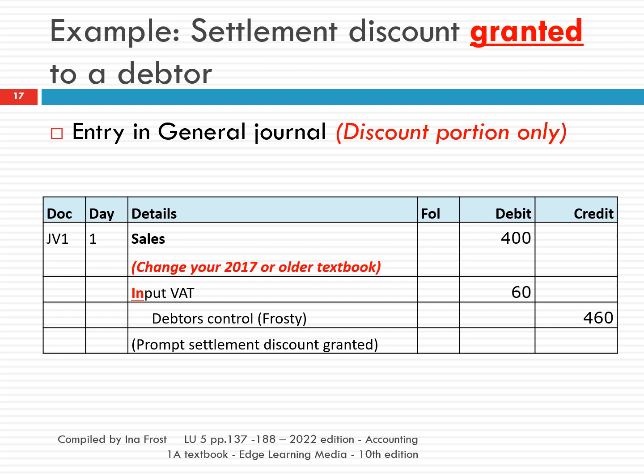This is the general journal entry for when we as the business grant a discount to one of our debtors. We are going to debit sales, we're going to debit input VAT, and we are going to credit the debtor. And you can see it's only with the amount of the discount. And don't forget your narration when you do a general journal entry.